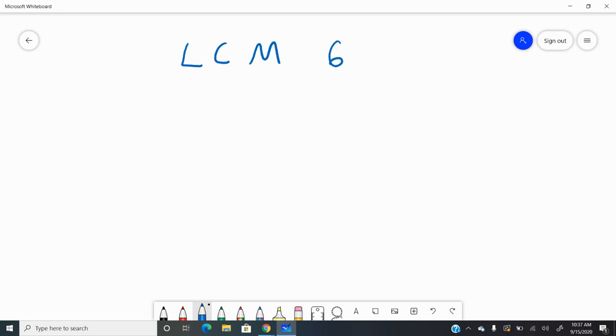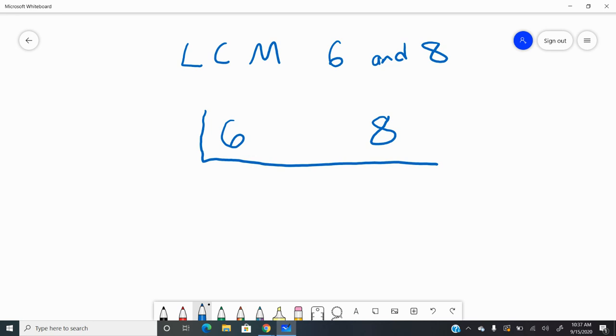So if we're trying to find the LCM of 6 and 8, same numbers, you know that the answer is going to be 24. I'm going to show you how to get there, at least in my opinion, in an easier way. On your paper, let's put a 6 and an 8 a little far apart from each other. Then let's draw an L next to the 6 going all the way over to the 8.